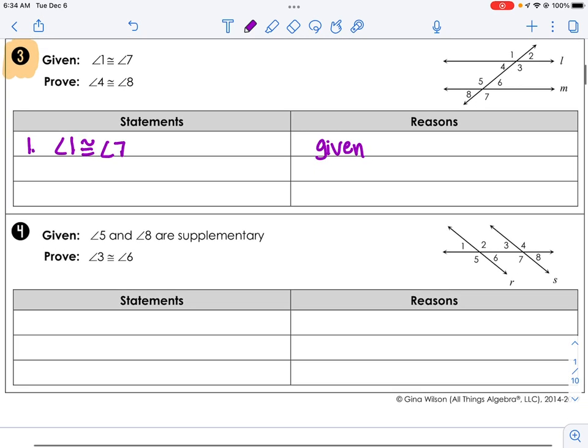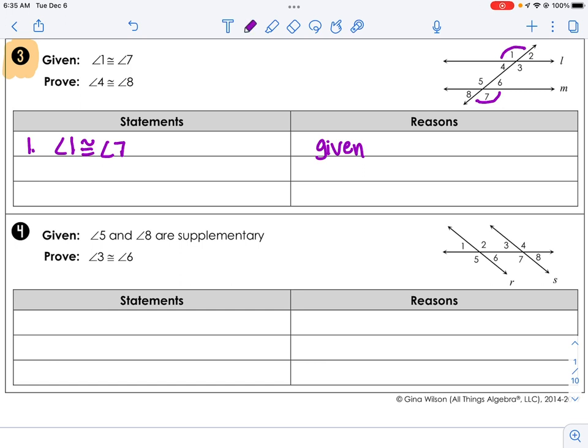Let's take a look at 3. So we're given that angle 1 is congruent to angle 7. So this angle up here, this angle down here, congruent. We're trying to prove that angle 4 is congruent to angle 8. So 4 and 8, if you look at their relationship, those are corresponding angles. So if we were able to show that L and M are parallel, we would be able to say that 4 and 8 were congruent.